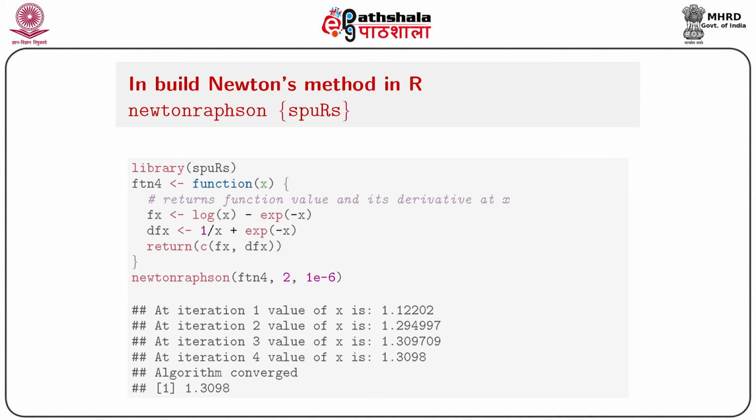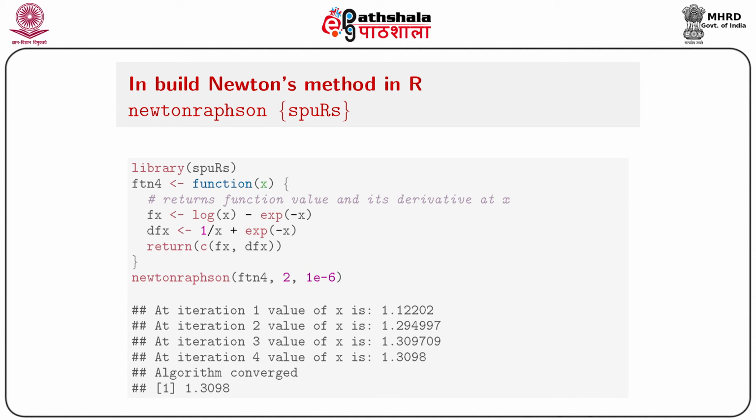Another function is Newton Raphson from the pracma package. Just install the package and load it, and define the function. The first one is the function, and the derivative together would be returned by the function. So pass the argument x, then fx is log x minus exponential of minus x, and dfx is 1 by x plus exponential of minus x, and the return is c(fx, dfx). That is the user-defined function of the following mathematical function.